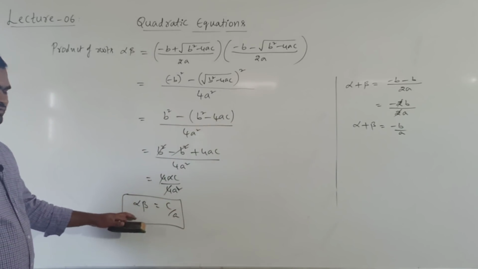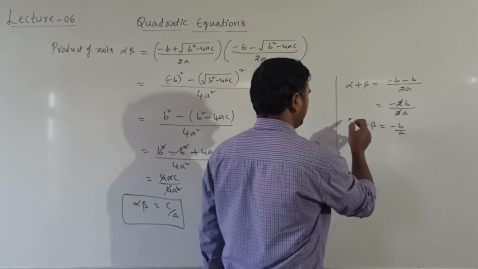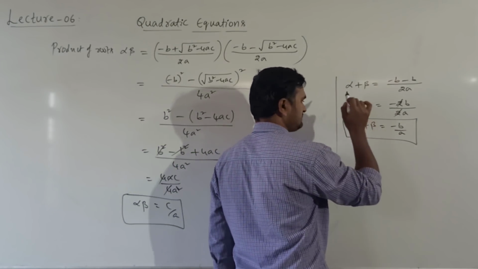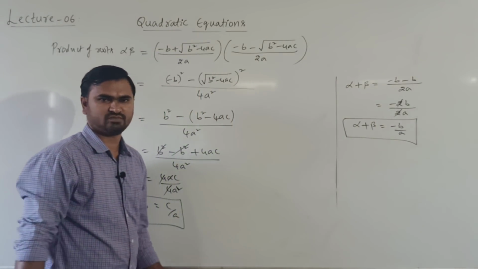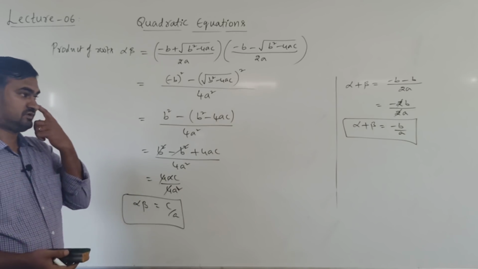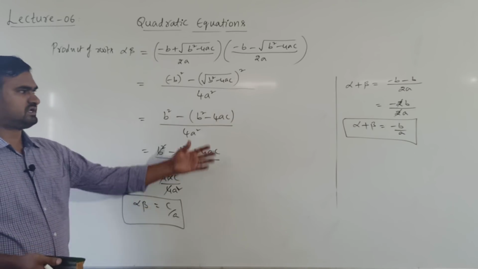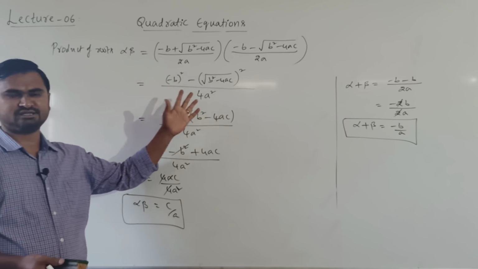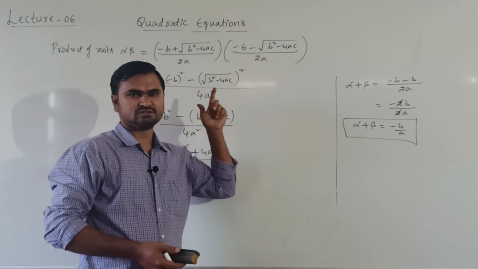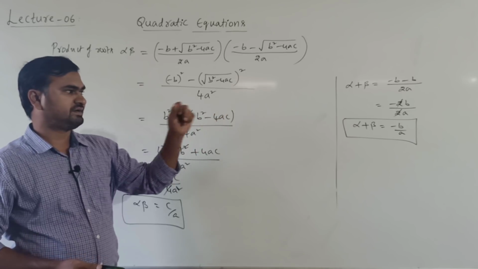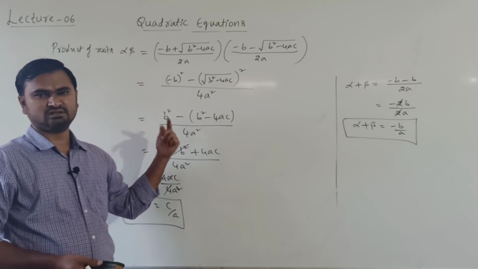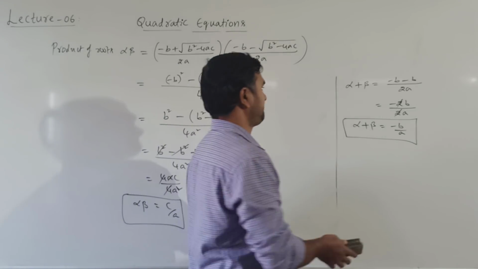So the product of roots is c by a and the sum of roots is minus b by a. Understanding? These are the formulas you have to remember. Every time we cannot find the roots and then find their sum or product. So from the equation directly we can write what is the sum of roots and what is the product of roots. Okay.